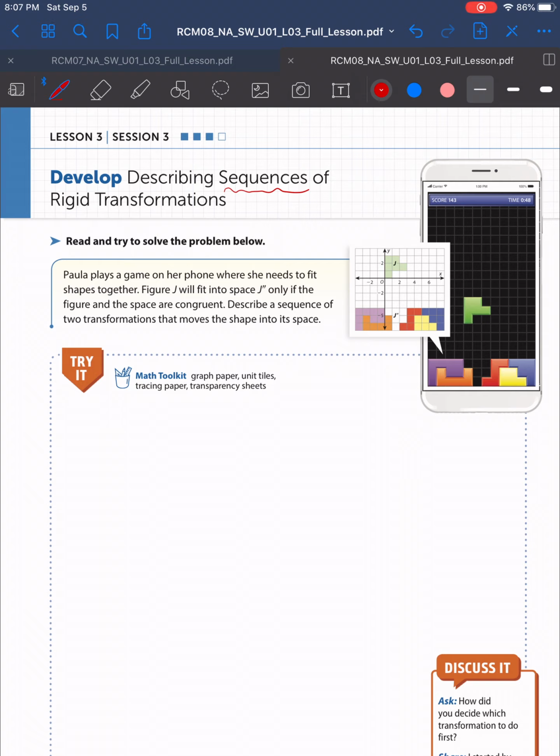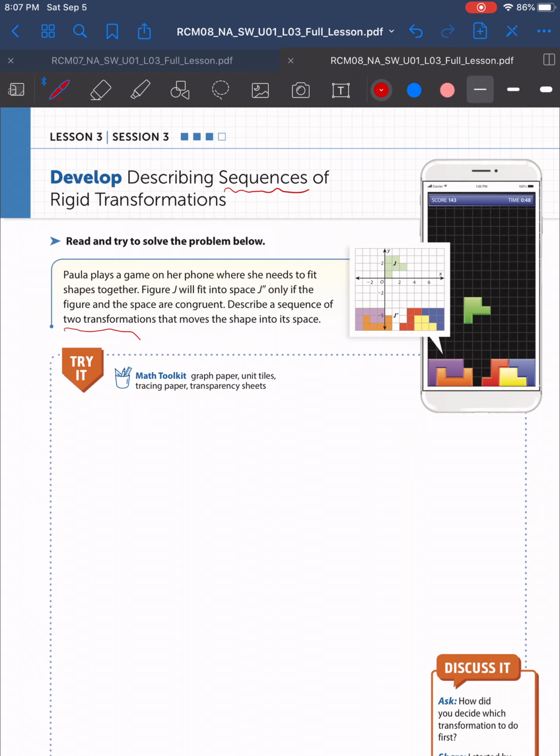Paula plays a game on her phone where she needs to fit the shapes together. Figure J will fit into the space right here only if the figure and the space are congruent. Describe a sequence of 2 transformations that move the shape into its space.